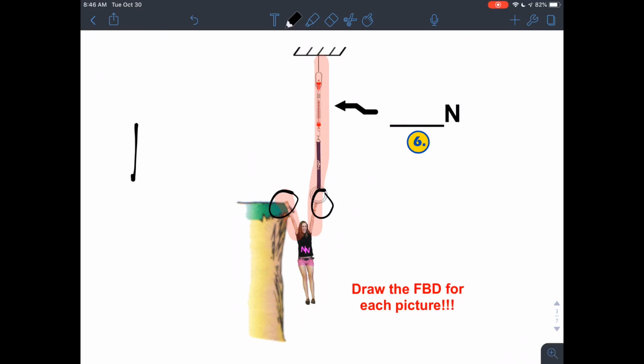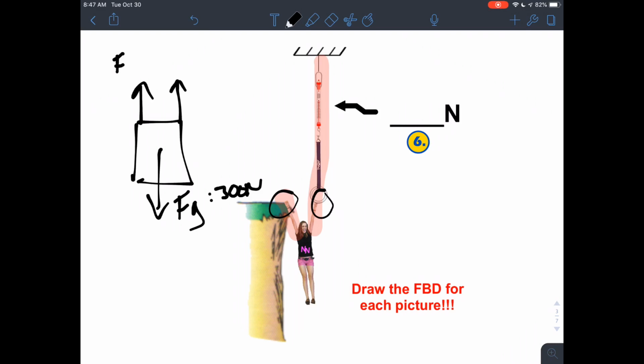So if we draw this picture again, here's Nellie Newton. Here's her weight pulling down, which is 300 newtons, and now we've got 2 sources of tension pulling her up. And in each case, we're going to take 300 newtons, divide it by 2, because her weight is distributed evenly over those two sources of tension. So we should get 150 newtons read in the scale to the right.